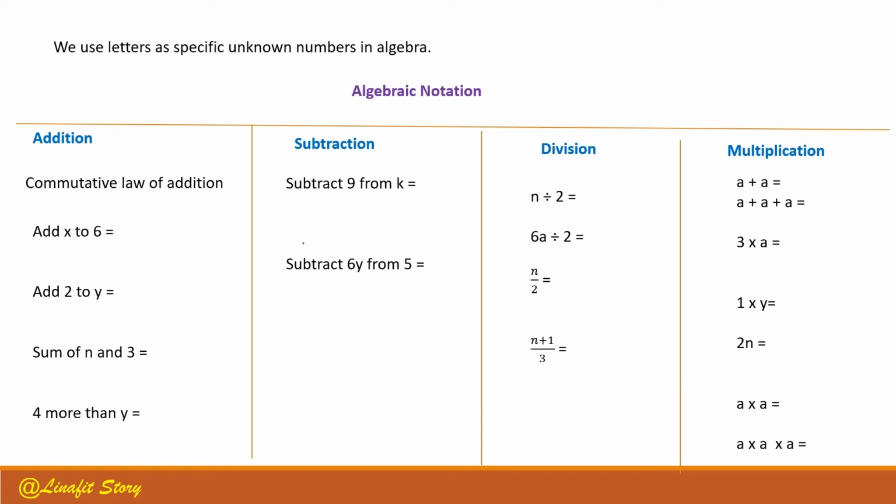First, for the addition. There is the commutative law of addition. Add x to 6. When you want to write the letter x, you write x in cursive, to distinguish between the letter x and the multiplication sign. For example, if you want to write x times 2, write x in cursive, x times 2. If you cannot write x in cursive, you may write x in this way.